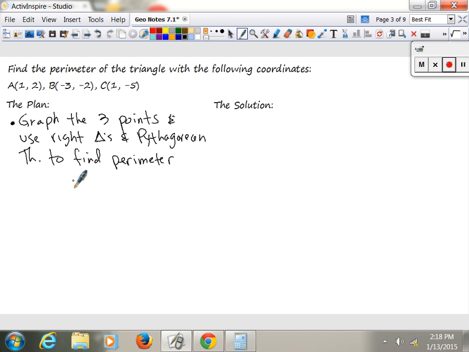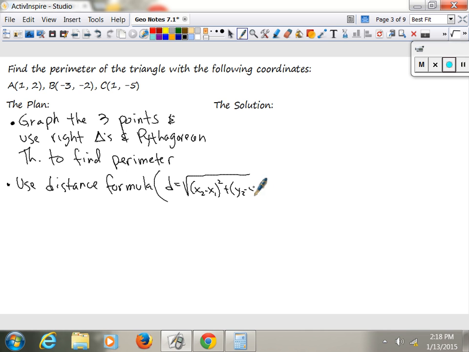We could actually use 2 points, and instead of seeing them on the graph, we could just use the formula and see exactly how long those 2 are. So what I'm going to say here is use distance formula, and we're going to put in parentheses d equals the big square root of x2 minus x1 squared plus y2 minus y1 squared. Okay, and that's in parentheses. So we're going to use a distance formula to find the length of each side.